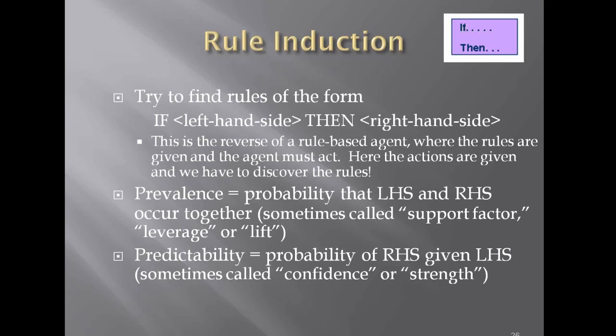we apply two concepts. We apply prevalence, which is the probability that left-hand side and right-hand side occur together. Sometimes it's called support factor, leverage, lift, whatever. But we're gonna apply the prevalence. And the next concept we apply is predictability, the probability of right-hand side given left-hand side. If we have left-hand side, then the predictability of right-hand side. Sometimes called confidence or strength, but that's the general concept. Let's take a look at how this works.